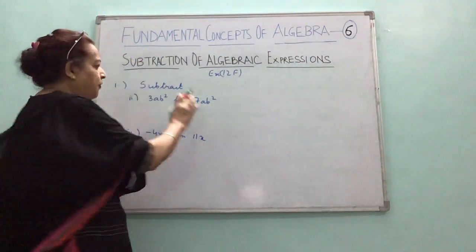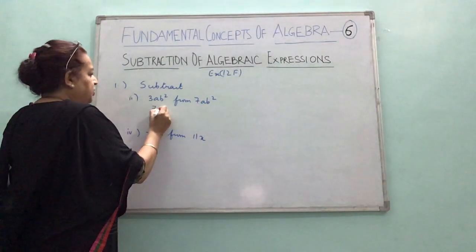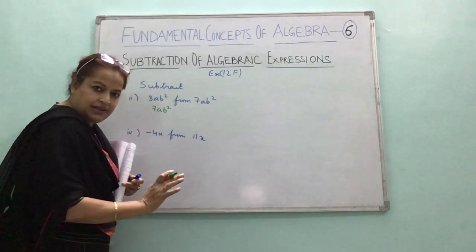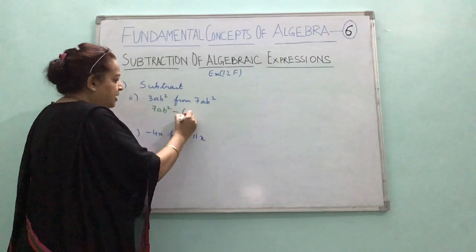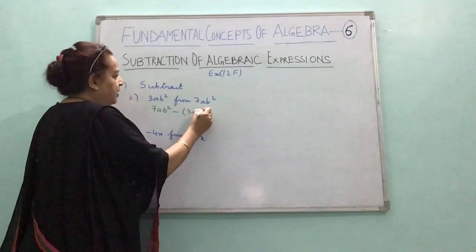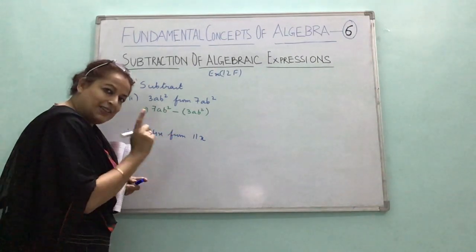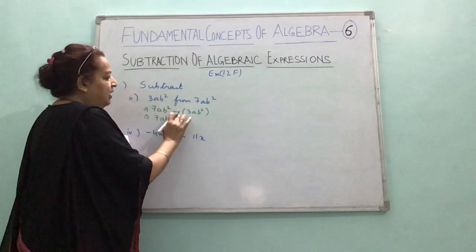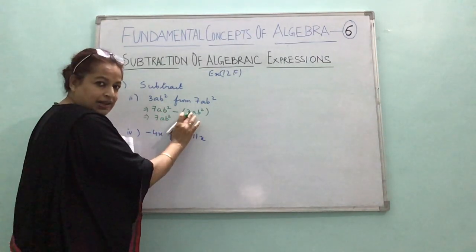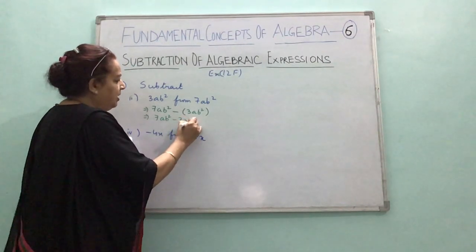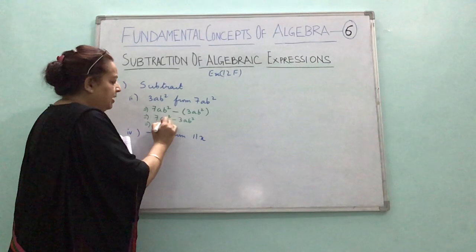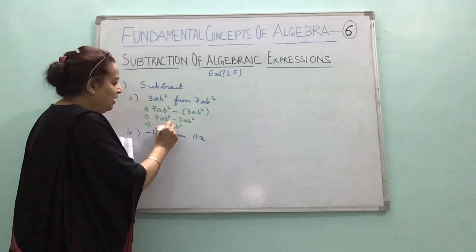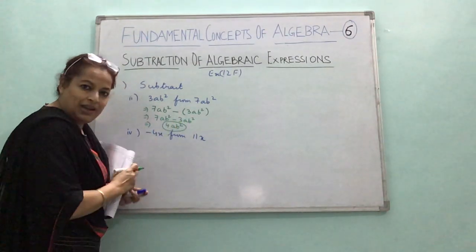So if it is from this, my working should be 7ab square. First I have seen that they are like terms. You should also see it as like terms, and only then proceed. And minus, put it in bracket, 3ab square. Remember, as we did it in integers, same way. Now 7ab square, and if there is a minus sign, when you open the bracket, the sign changes. Minus 3ab square. The literal part remains the same, 3ab square, and from 7 you subtract 3, 4. Your answer would be 4ab square.